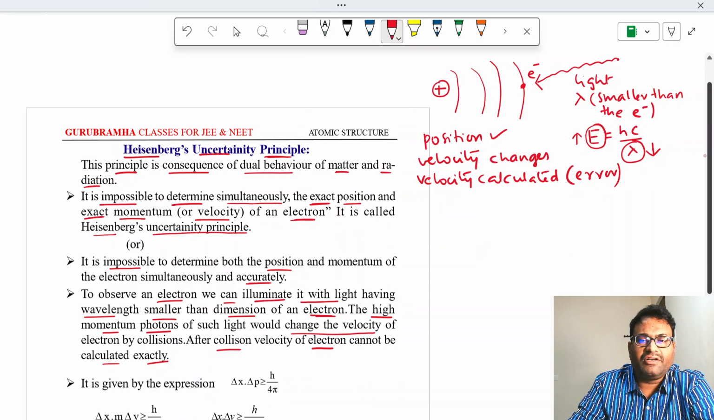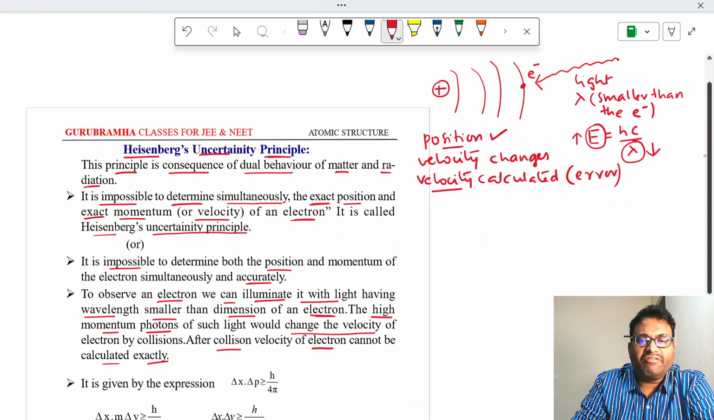So if one property, that is position, is calculated with some accuracy, then velocity cannot be calculated accurately. There will be error in velocity. In the same way, if velocity is calculated with some accuracy, then position cannot be calculated. There will be error in the calculation of position. That is what it says. So both position and velocity of an electron cannot be calculated at the same time exactly.